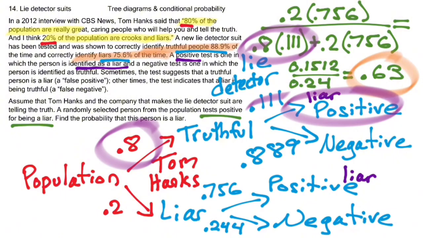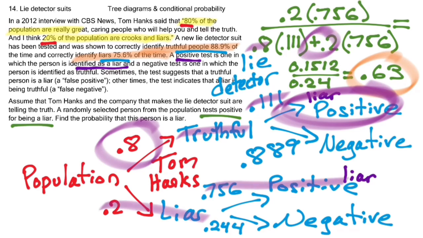So you have to do 0.8 times 0.111. That's just the people who were truthful that the lie detector said were liars. You have to add that probability to the people who were actually liars and the machine confirmed they were liars. So that's where the 0.2 multiplied by 0.756 part comes into play.